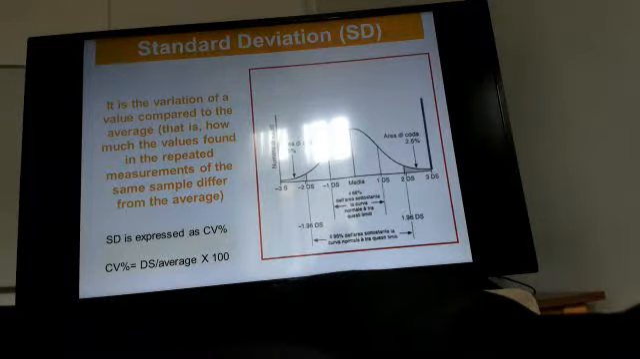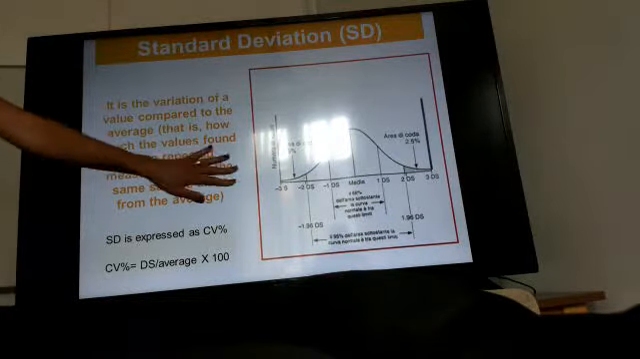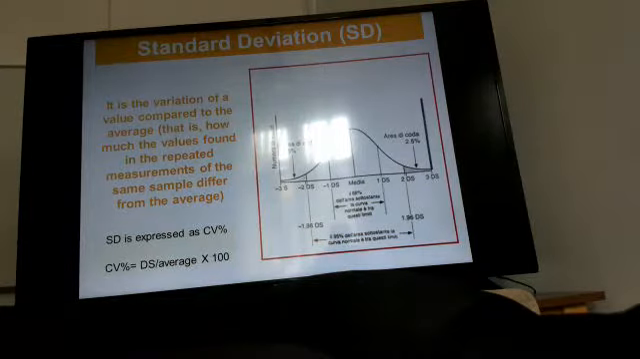So the distribution of the values, and so the accuracy and the precision of the test, can also be evaluated by considering the standard deviation. Standard deviation or coefficient of variation are statistical parameters that are used to take into account the distribution of values in the population. And why am I telling you this? Because this is the basis to evaluate the reference value.